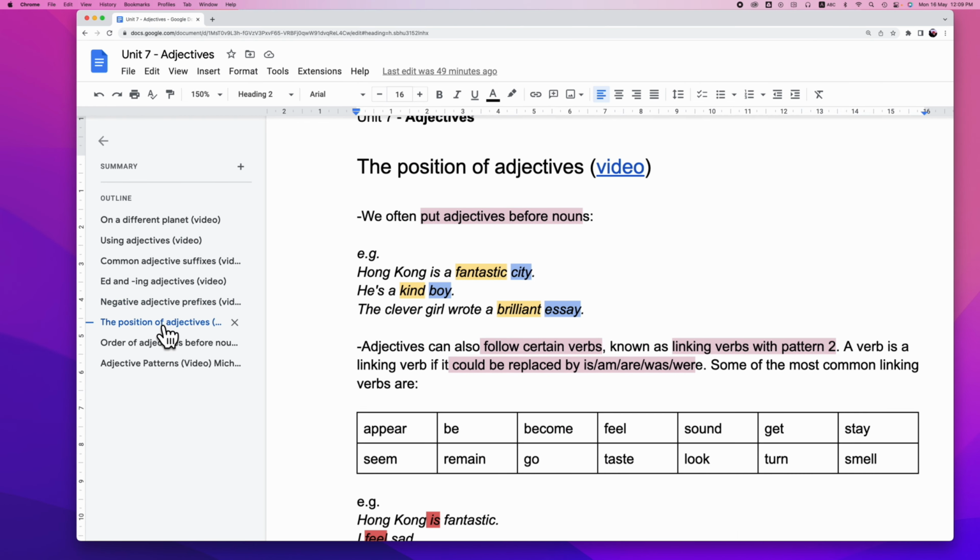The positions of adjectives. In the chapter, we learned that an adjective is put in front of a noun or after a linking verb. A blue can represent a noun, and a linking verb can be represented by the color red. In order to help ourselves recall this, we can do something like this. Let's take a look.